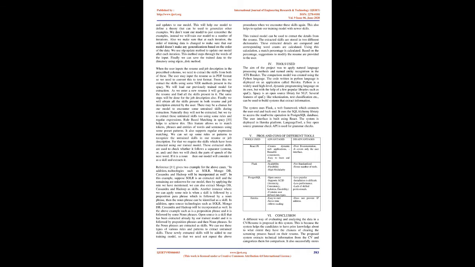As we enter a new resume, it will go through the resume and find all the skills present in it. The same steps will be done for the job description also. Finally, we will obtain all the skills present in both the resume and job description entered by the user. There may be a chance for our model to encounter some untrained skills during extraction. Naturally, they will not be extracted, but we try to extract those untrained skills too using some rules and regular expressions. Rule-based matching in spaCy [10] helps to achieve this.